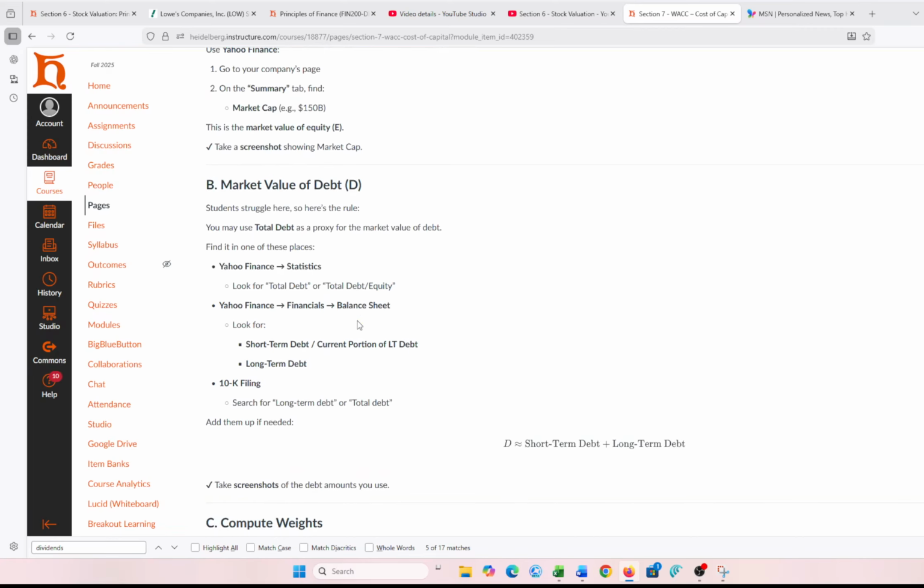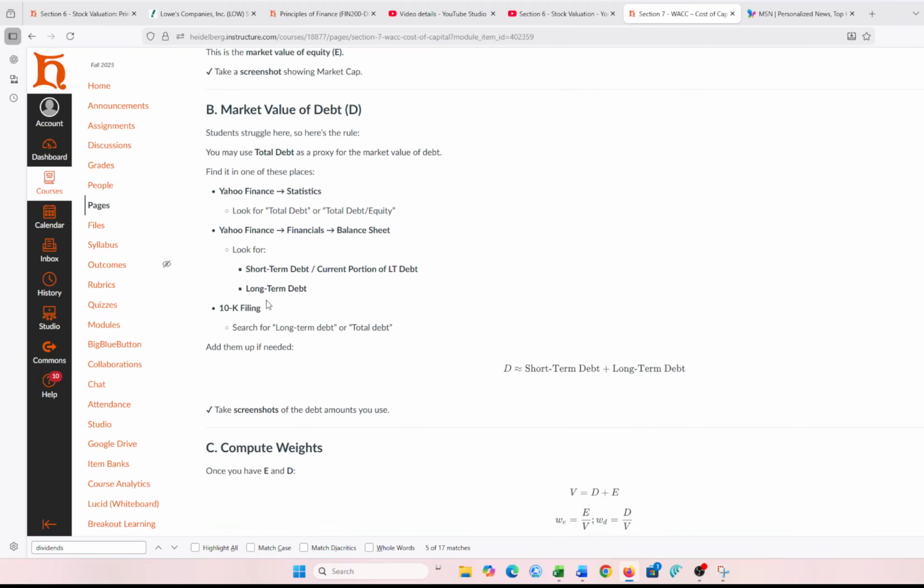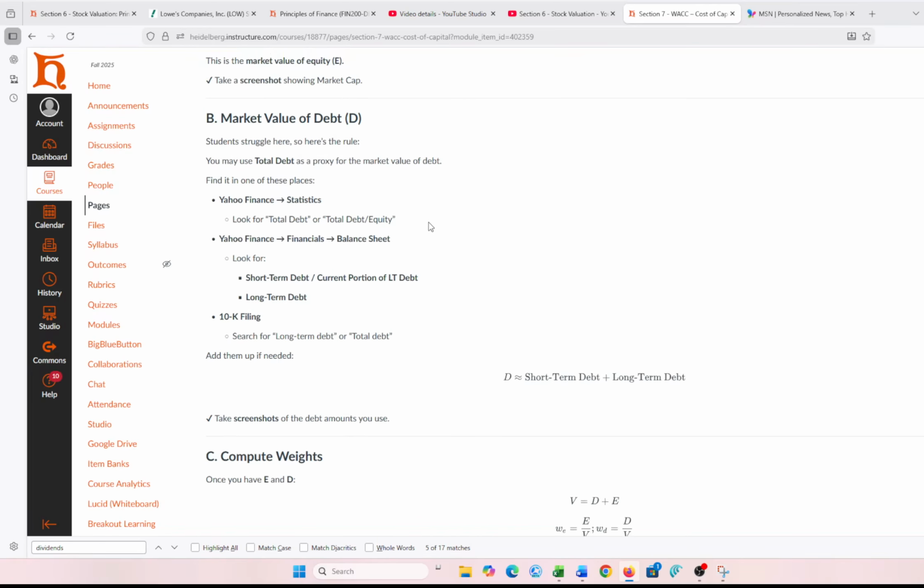Next thing you want to do is find the market value of debt. You may use the total debt as a proxy for the market value of debt. Find it on Yahoo Finance Statistics. Look for the total debt or total debt to equity. You've got a bunch of different methods here. We've got the 10-K, we've got the short-term debt. So let's do a couple of things first.